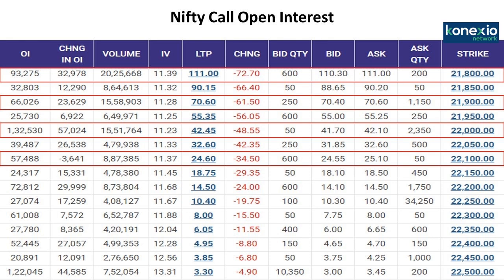are aggressively writing the out of the money calls. The implied volatility is between 11.23 and 11.39.